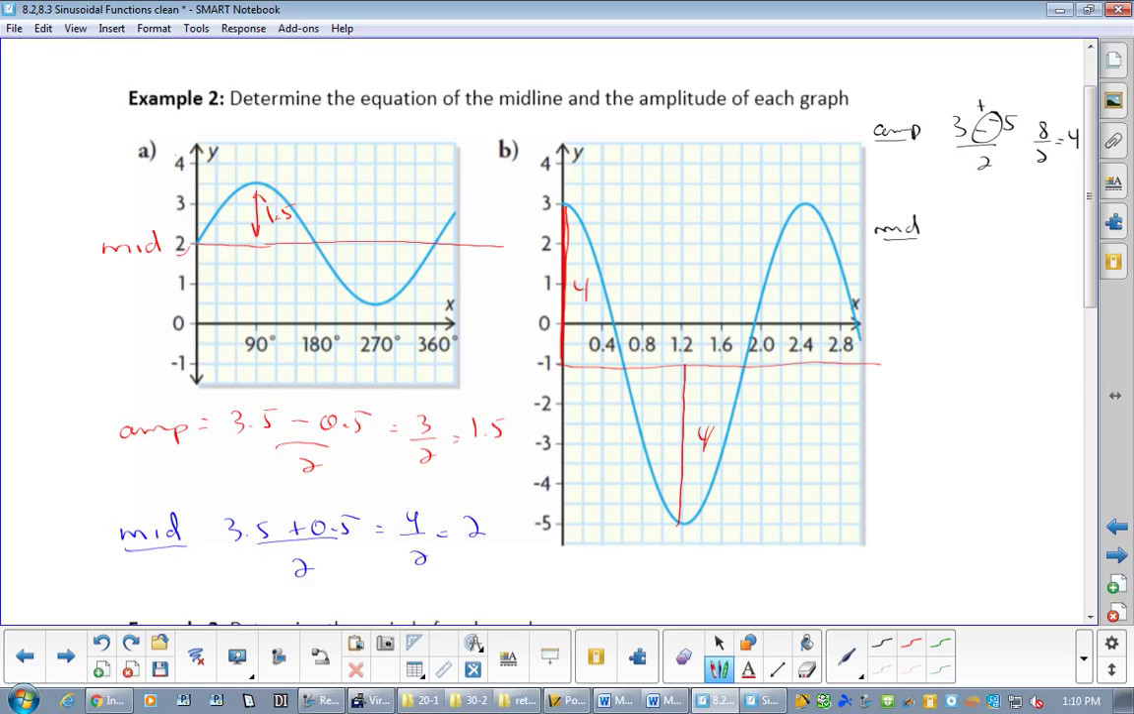Now my midline, I'm supposed to get the answer -1. So that's max plus min. Max is 3 plus -5 all over 2. 3 plus -5 is -2 over 2, and that equals -1.